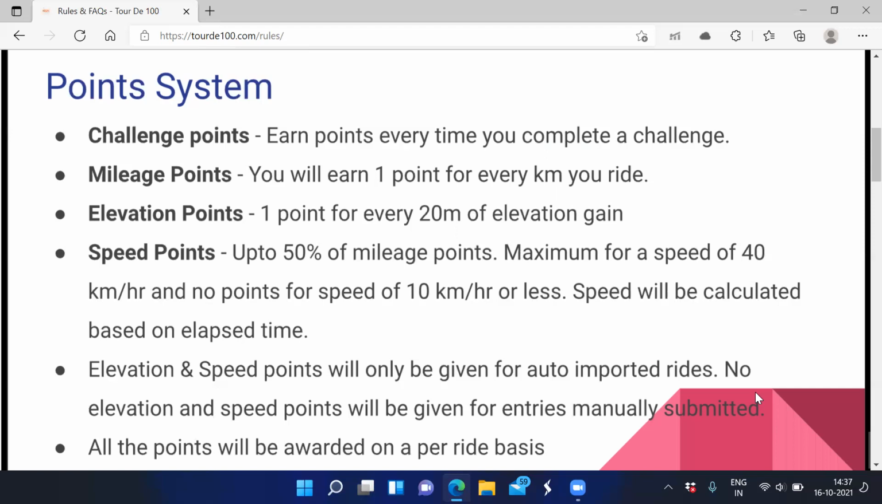Okay, elevation speed points will only be given for auto-imported rides. No manual entries. In the HDR app you can manually input your rides with your activity link, but if you connect the HDR app with the app you use to record your rides, then it will automatically be transferred from the app directly to the HDR. So for those rides which are automatically connected, you'll get the elevation points. But for those rides in which you manually enter it, you won't be able to get that.